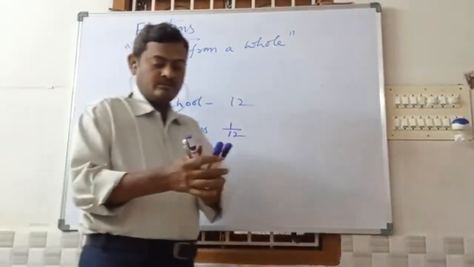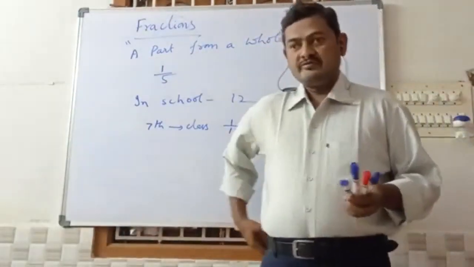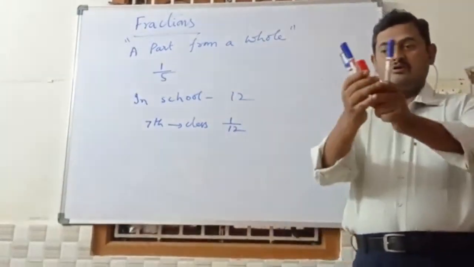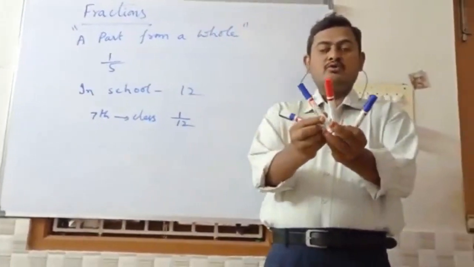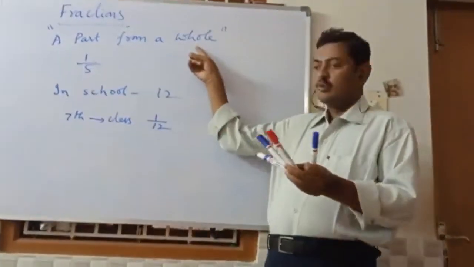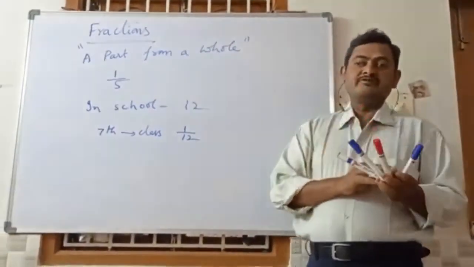Here I have 4 pens. How many pens do I have? Here I have 4 pens. In this one, the total pens. Whole means total. Total how many pens are there? There are 4 pens.